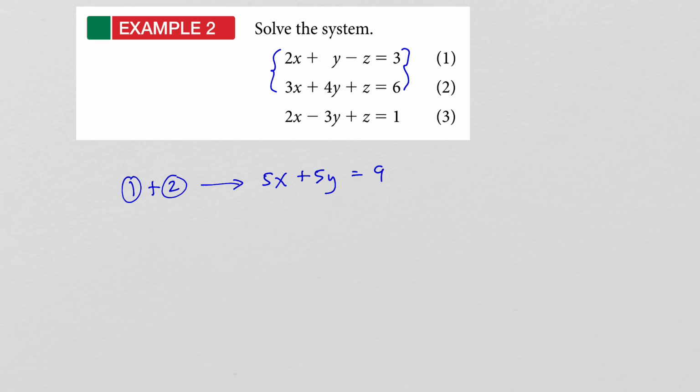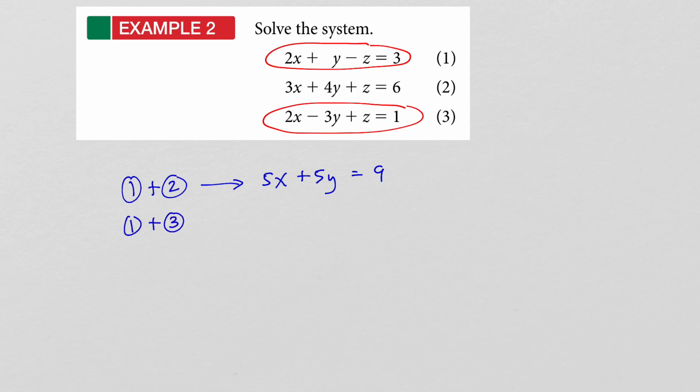Okay, now I need to eliminate z again, and this time I have to use the third equation. Well, look at the z here. We have a positive 1z. So to eliminate that, we're going to just pair that up with, again, the first equation. And if we add these together, so I'm just taking equation 1 plus equation 3, we don't even have to multiply in this case.